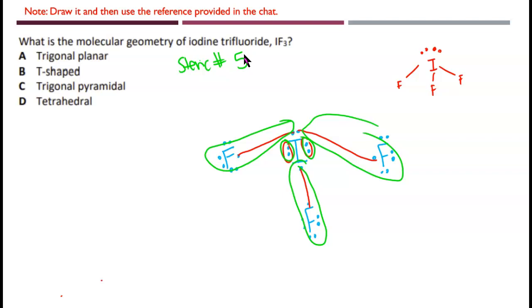Well, I have 3 atoms. You can look at all the ones that have 3, 3, 3, 3. Then you can also see, okay, how many lone pairs do I have? I have a total of 2 lone pairs. So 3 atoms attached, 2 lone pairs, gives me T-shaped.